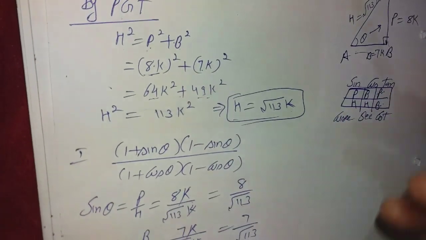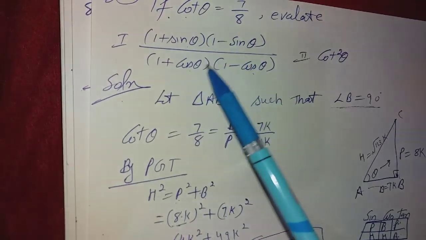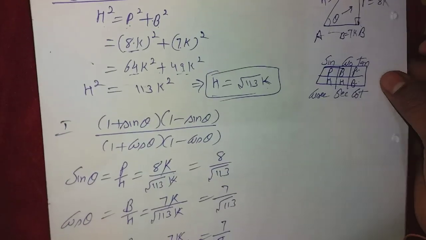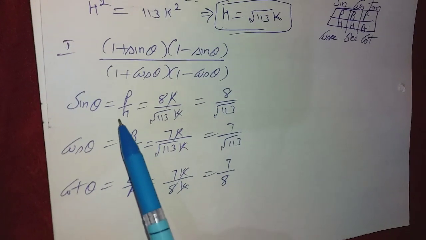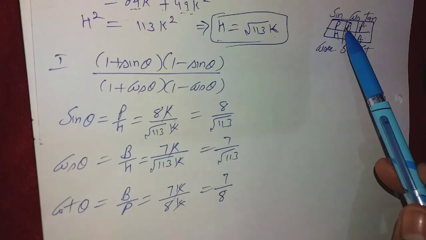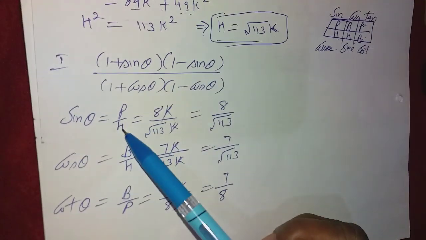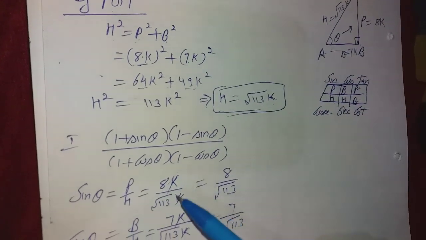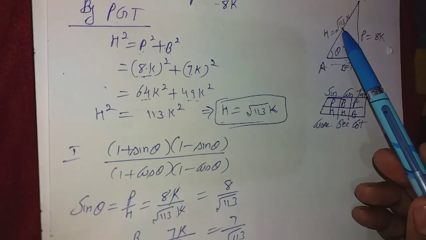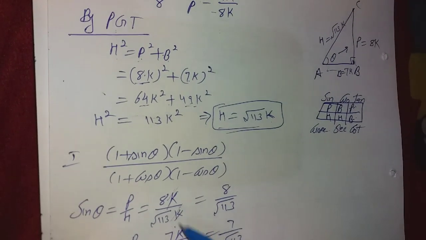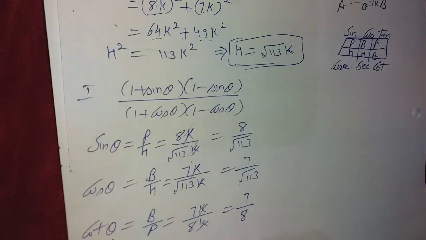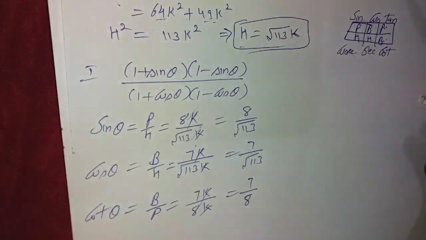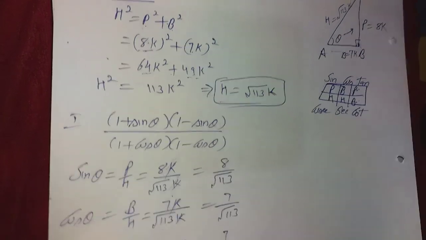So you need sine, cos and cot. First of all we will find these three trigonometric ratios. First is sine, and we know sine is p upon h. So p is opposite to theta, 8k, and h is under root 113k. So k cancels. Same for cos and cot. Cos is b by h, cot is b by p. Put values from this figure.